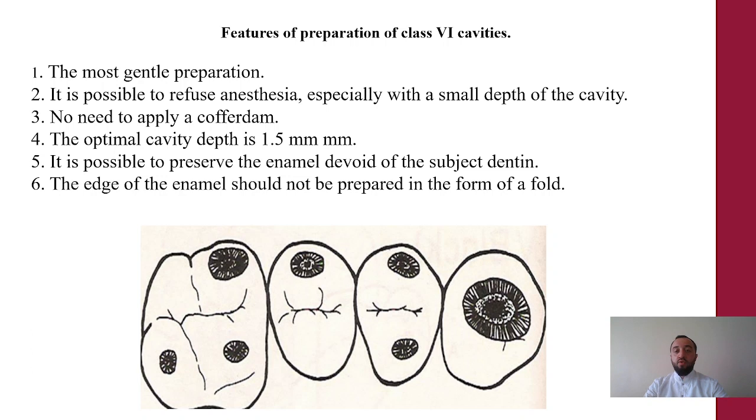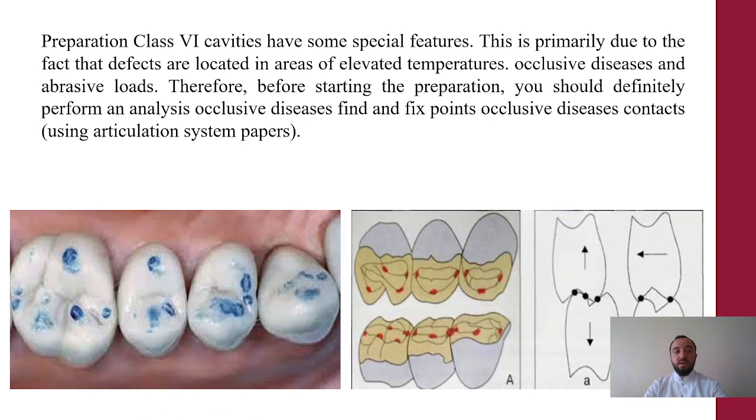Preparation of class 6 cavities has some special features. This is primarily due to the fact that the defects are located in an area of temperature changes, occlusal and abrasive loads. Therefore, before starting the preparation, you should definitely perform an analysis of the occlusion, find and fix the points of occlusal contacts.